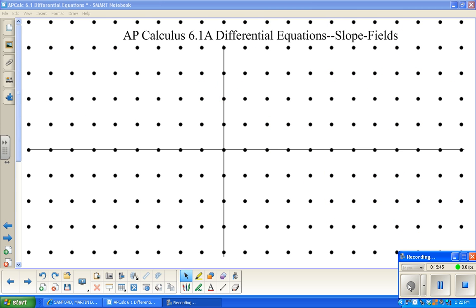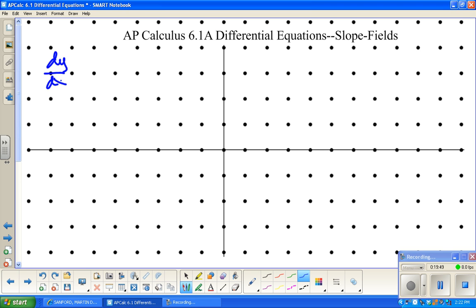Okay, and we're just going to do one more problem and call it good, and we're going to do dy/dx equals x plus y, and the only reason is I want to make sure we do one that includes both x and y. So again, I'm going to focus in on this -2 to 2 both ways in the middle, and I'm going to go across the axes first, 1 point at a time.